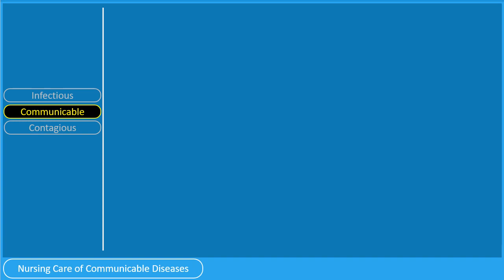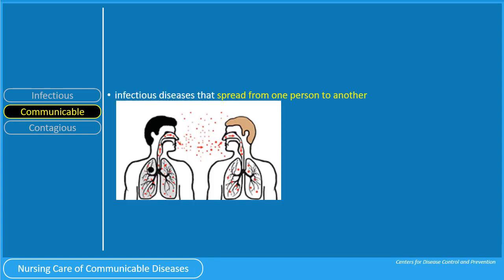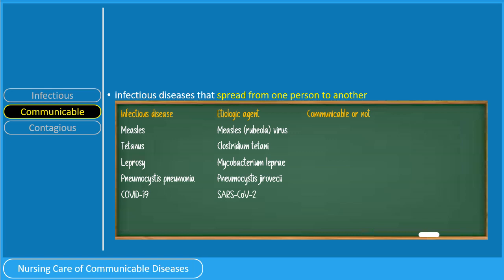How about communicable diseases? Communicable diseases are infectious diseases that is spread from one person to another. Pulling back from the previous table, decide if these diseases are communicable or not. You may pause this video to gather your thoughts. If you answered yes to all except tetanus, you are correct.